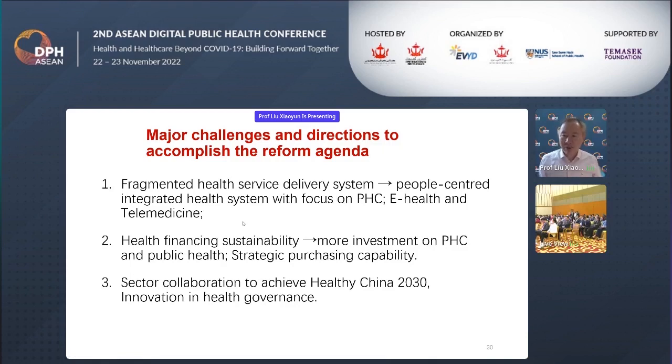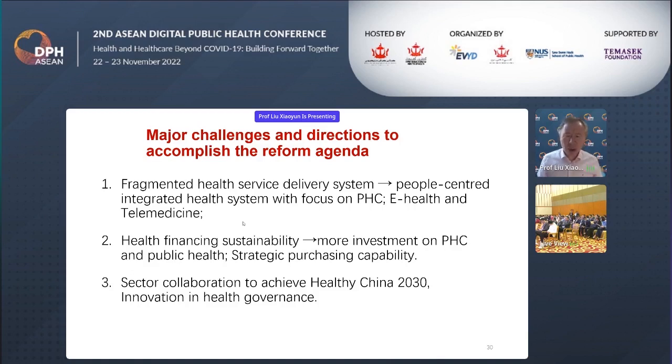So we need to further develop a people-centered integrated care system with a focus on primary health care. Here we need to strengthen digital technologies, including e-health and telemedicine, which is the topic of this conference, of course. The second part is on health financing sustainability, especially after the COVID-19 pandemic.